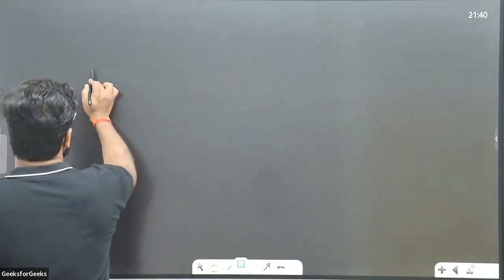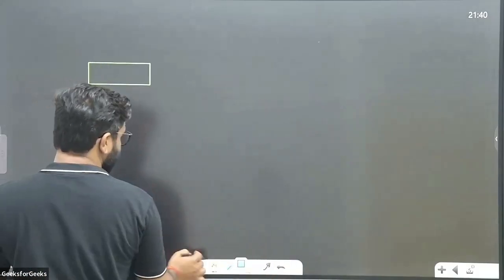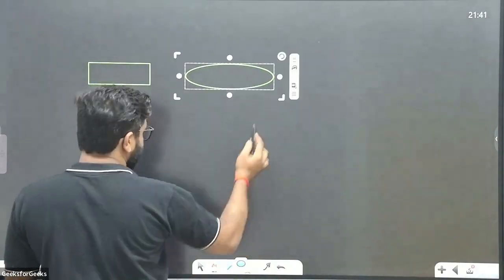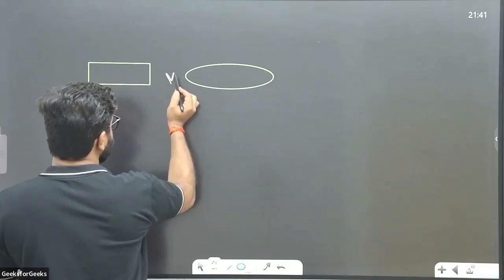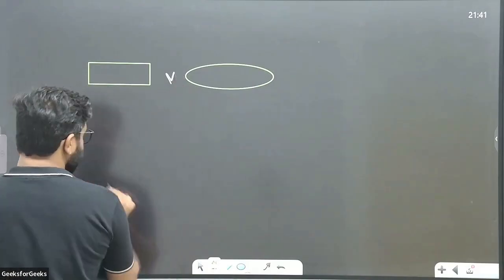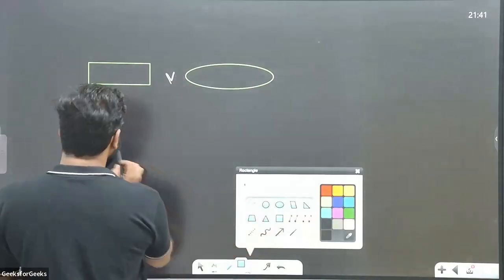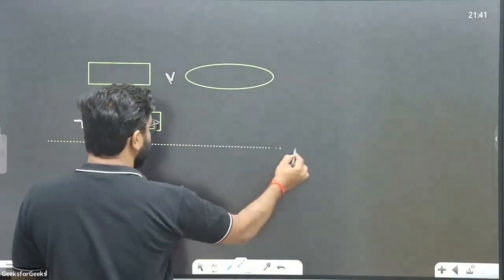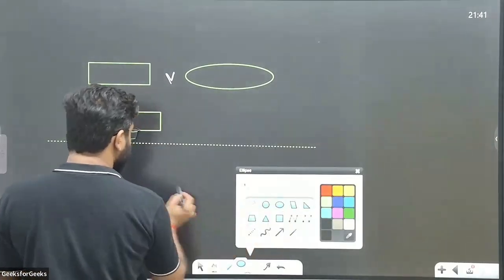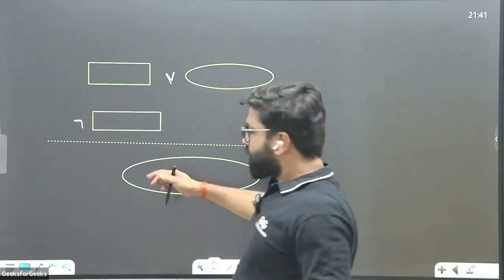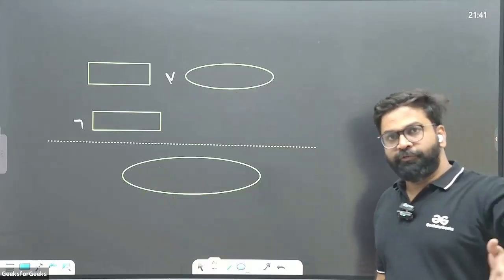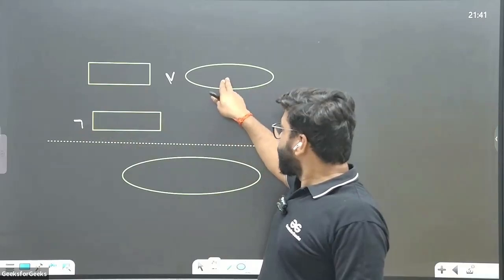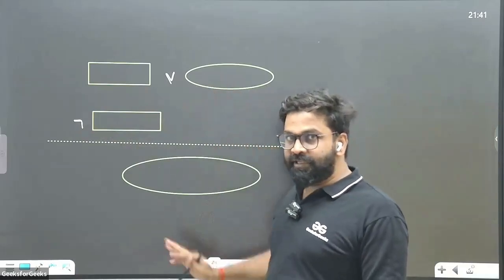See, what I told you: if you are writing this, for example, a rectangle and this is your oval, and here you will have this or condition, and suppose there is a negation of the rectangle, then what should be your conclusion? The conclusion will become this oval. Now it's up to you. You want to fill 100 variables into this place, you can fill it. You want to fill 200 variables into this, fill it.